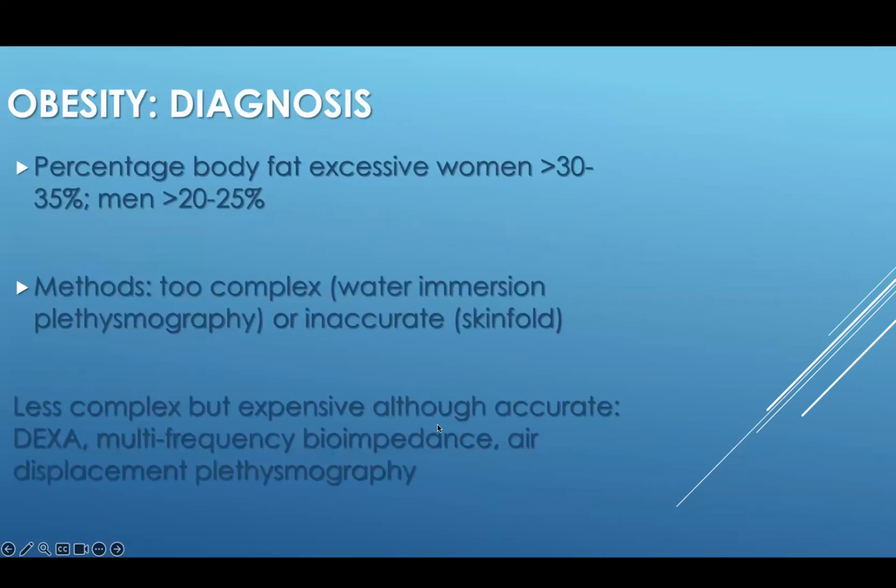Percentage of body fat really sounds like a lot more accurate method. The problem with these methods to determine percentage of body fat is either they're too complex, like the water immersion plethysmography, versus skin fold, which is very inaccurate and user dependent. There are less complex ways to determine percent of body fat, but they're more expensive, take more time, and that's bioimpedance, DEXA, and air displacement. All those things are used a lot more in the gym setting and in athletic training, but they are pretty accurate at determining the percentage of body fat. But as far as medical use, we really don't use them except in weight loss clinics.